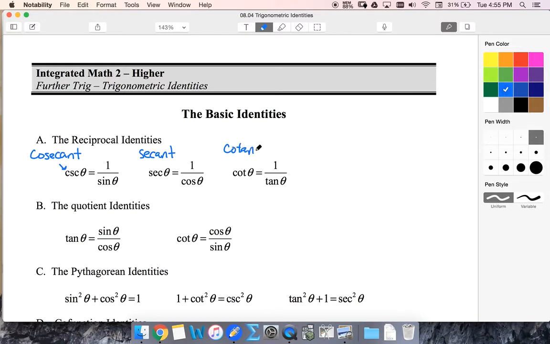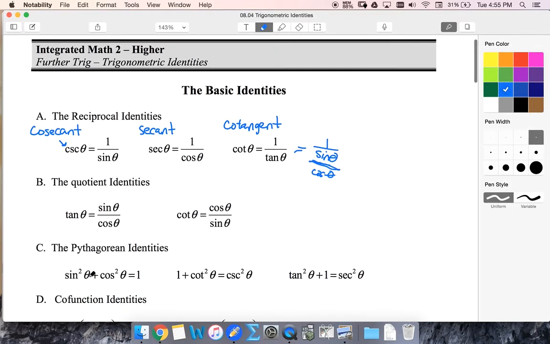So cotangent is 1 over tangent. But since we know that tangent is sine over cosine, cotangent then would be 1 over sine theta over cos theta. Well, if I simplify this fraction, I end up with cos theta over sine theta. So that's really handy. By using my replacements, I could also find new identities here.